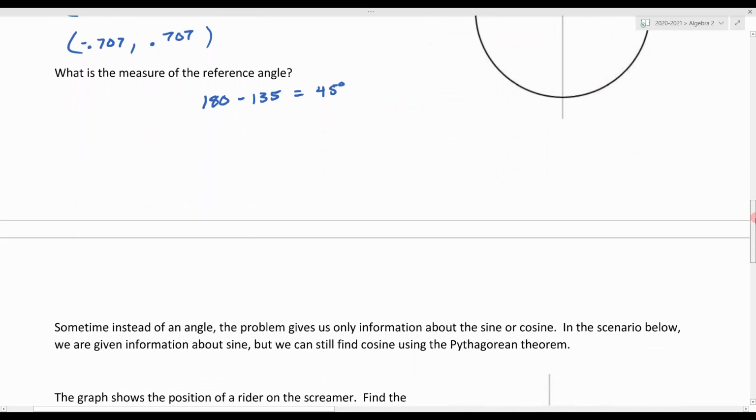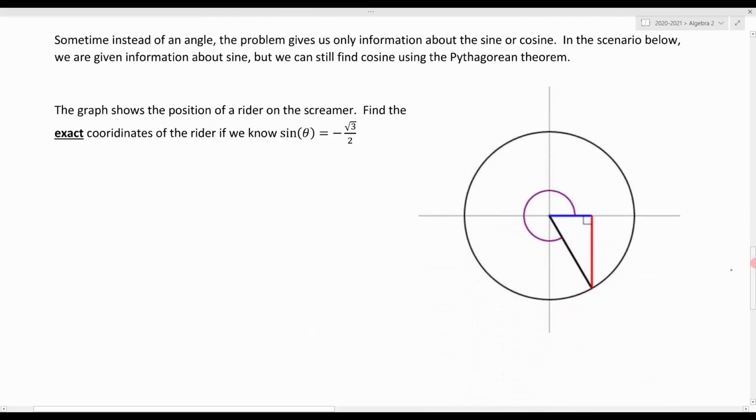Okay. So let's try another one. And sometimes instead of an angle, the problem gives us only information about sine or cosine. So in the scenario below, we're given information about sine. They tell us what sine is. But even though that's all we know, we can still find cosine and establish our coordinates using the Pythagorean theorem. Okay, so this point where the rider is located still has a coordinate. And since they told us what sine is, we know the y-coordinate. We know this is negative root 3 over 2.